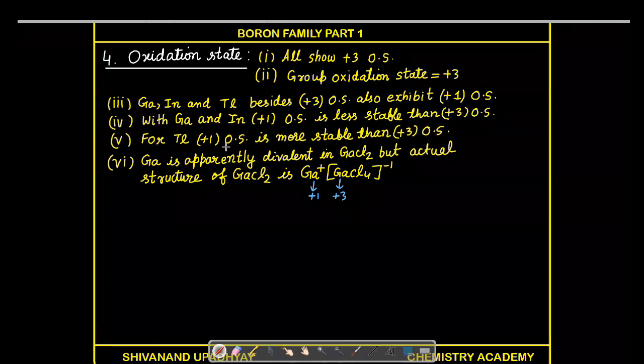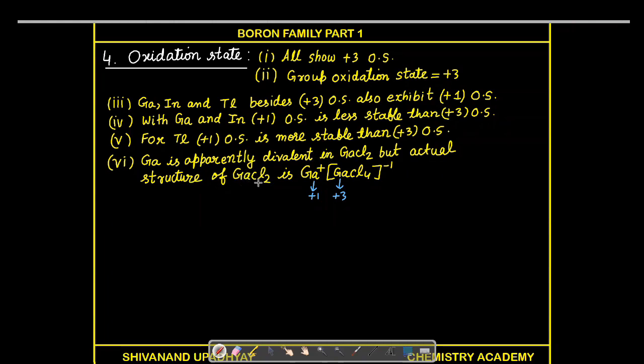But for thallium, the +1 oxidation state is more stable than the +3 oxidation state, which we are going to discuss with the help of the inert pair effect. Gallium is apparently divalent in GaCl2. Sometimes in GaCl2 we find that the average oxidation number of gallium is +2, but that is not correct. Actually, the structure of this is apparent.